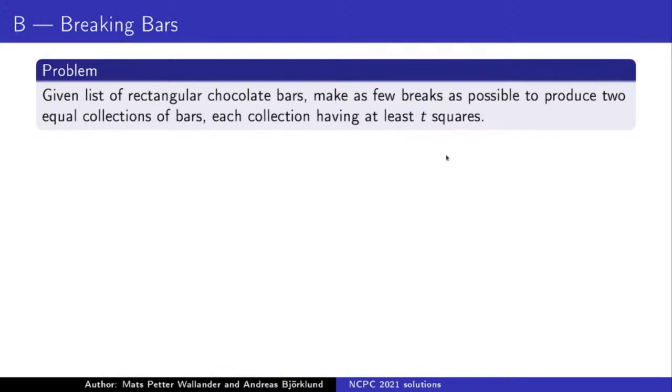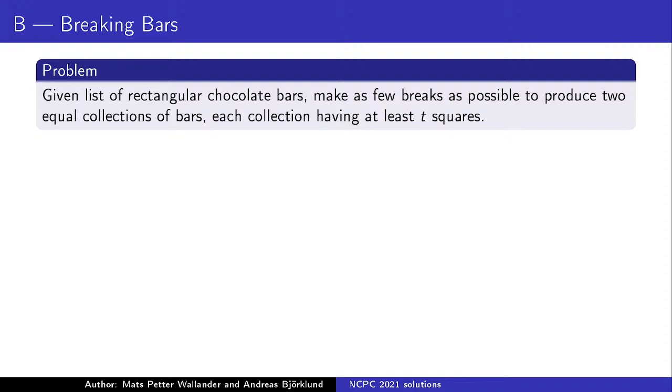All right, we now have the last 3 problems. First of those last 3 is problem B, breaking bars. Here we got a list of rectangular chocolate bars, and we wanted to make as few breaks as possible to produce 2 equal collections of bars, each of those collections having at least t squares.